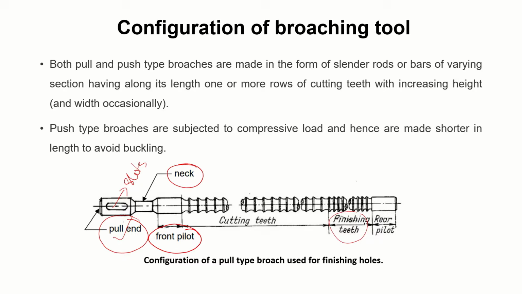So it can easily finish the material with the help of this particular finishing teeth. And after that, just like the front pilot, the rear pilot portion is also there, which can be either fixed or it can be left free. So this is the configuration of a broaching tool.